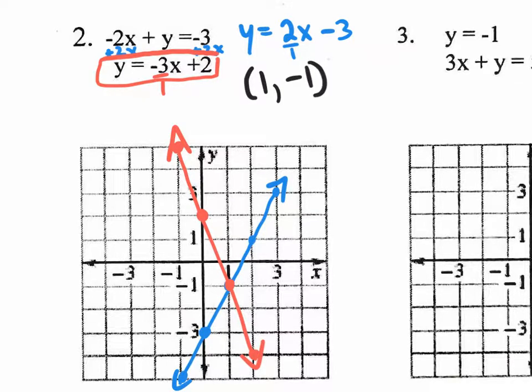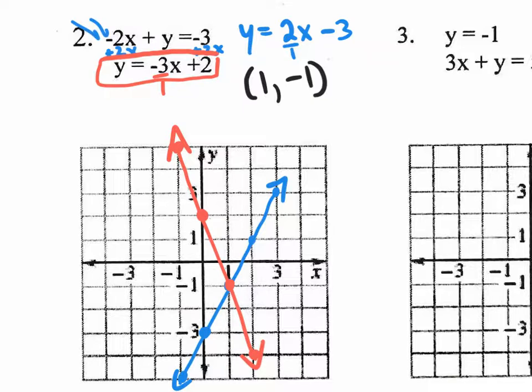And of course, if you wanted to double check it, you'd say x is 1, put a 1 right there. Negative 2 times 1 is negative 2. And then negative 1 right here. So negative 2 plus negative 1, that really is negative 3. So it works on the top equation. I've double checked the top equation.